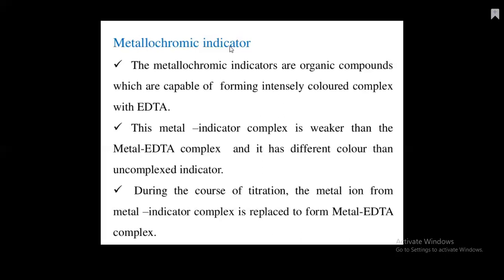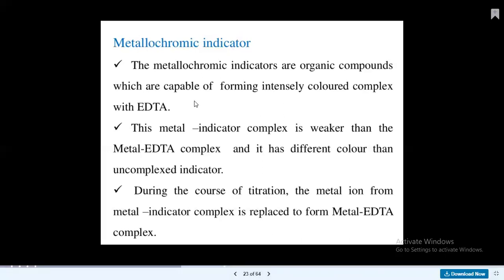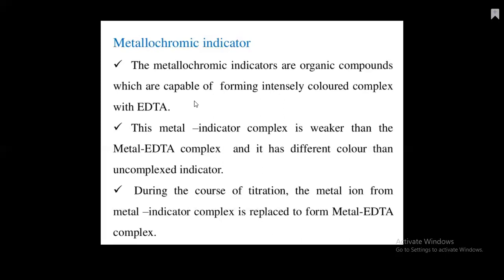So in this type of reaction, when we add the indicator, it first forms a metal-indicator complex. Alone, the indicator has a different color. For example, the indicator we use is Eriochrome Black T. In its alone form, it is blue in color.